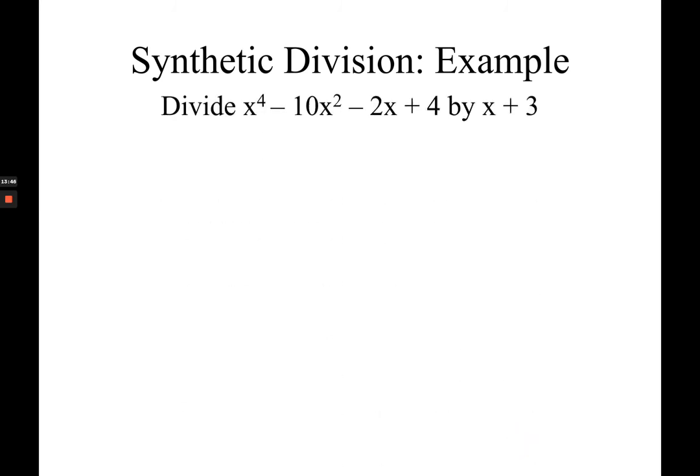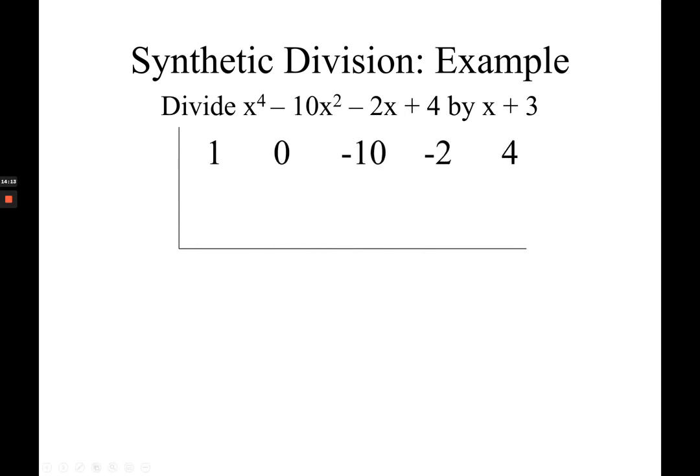You have to divide x to the power of 4 minus 10x squared minus 2x plus 4 by x plus 3. One thing you should notice, as I warned you earlier, if there's no x cubed, or there's a missing gap, or the exponent skipped, you should write down a 0 in between the two coefficients when you write down your template. So you have 1, 0, -10, -2, 4. 1 is the coefficient of x to the fourth, 0 is the coefficient of x cubed, -10 is x squared, -2 for x, and then the constant 4. And the number on the left side should be a -3.